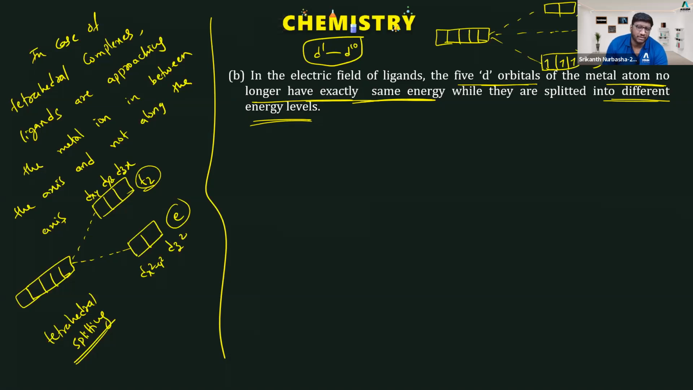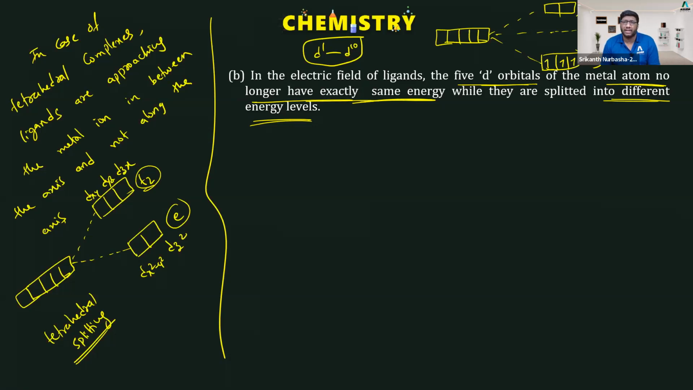And what was the reason for the splitting? The main reason for the splitting is that all the d orbitals do not experience the same repulsions from the ligands. Those d orbitals which experience more repulsion will increase in energy. Those d orbitals which experience less repulsion will decrease in energy.